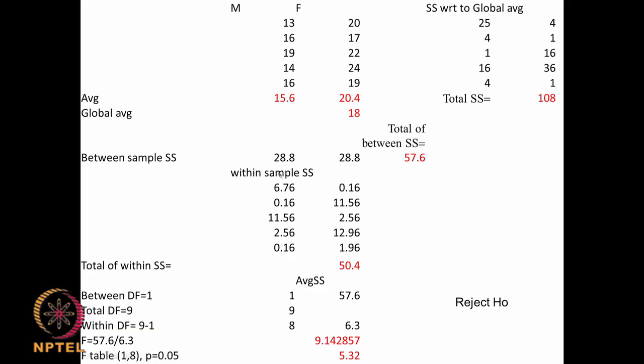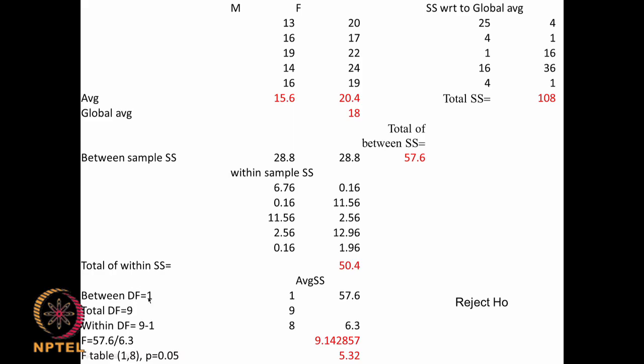And then how do we do the within sample? Basically you take each one of them and compare it with the group or sample average. So, 15.6 minus 13 squared, 16 minus 15.6 squared, 19 minus 15.6 squared, like that you get. Here it will be 20 minus 20.4 squared, 17 minus 20.4 squared and so on. You add up all of them, that will be the total of within. Now, this is like an error sum of squares and this is like the group effect, whereas this is like an error effect. Actually, if you add up these two you will get the total sum of squares.